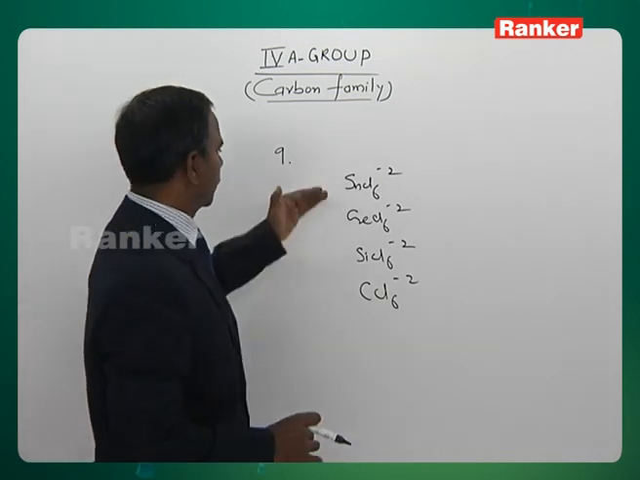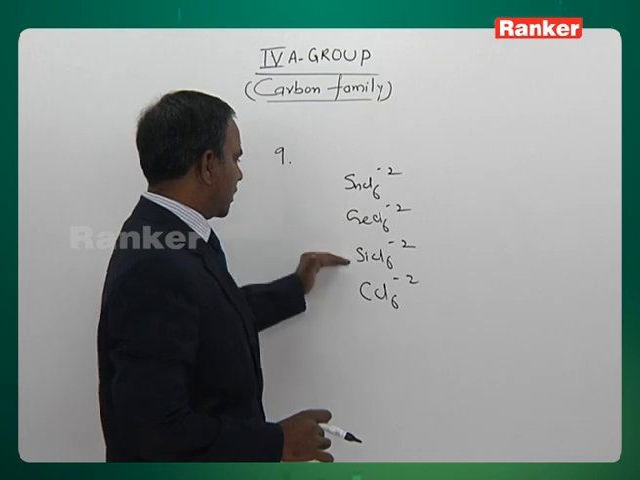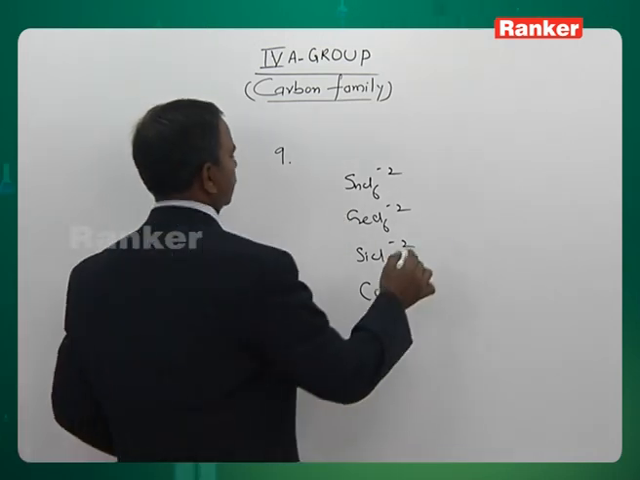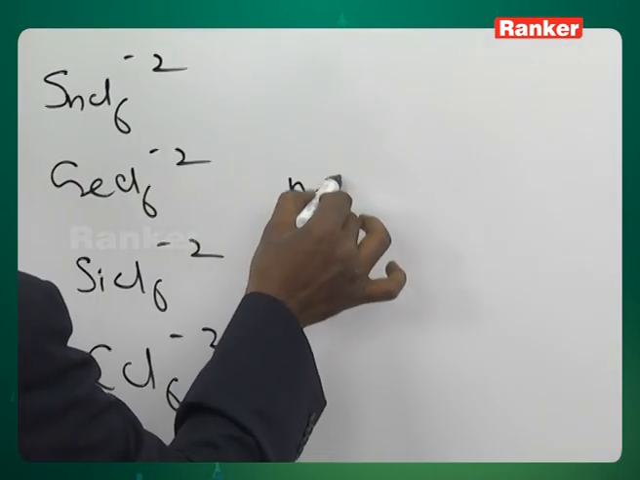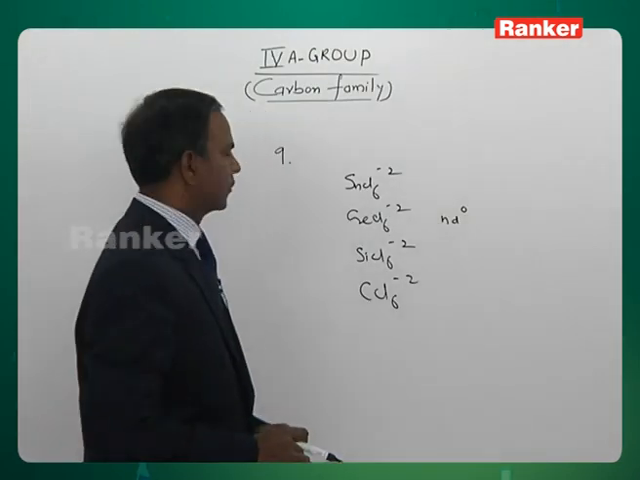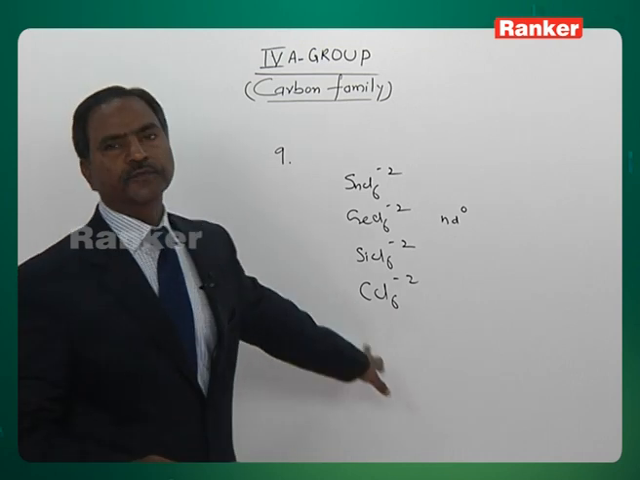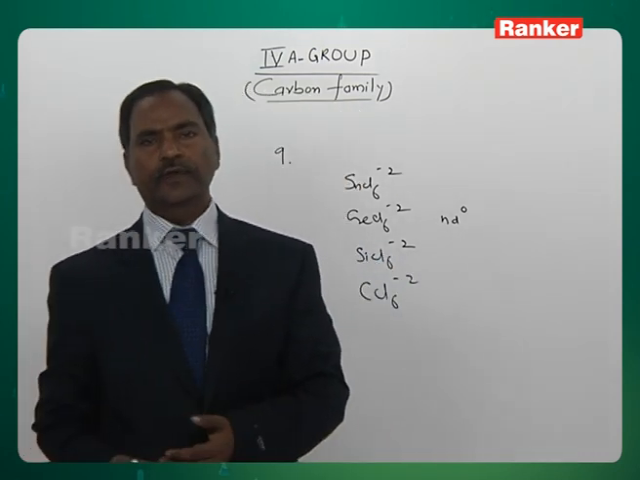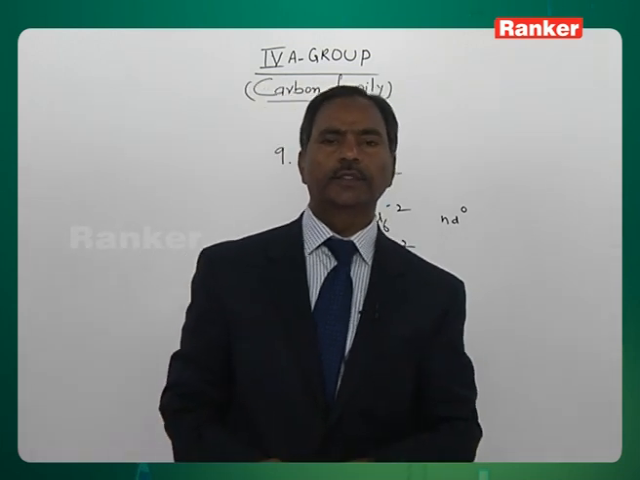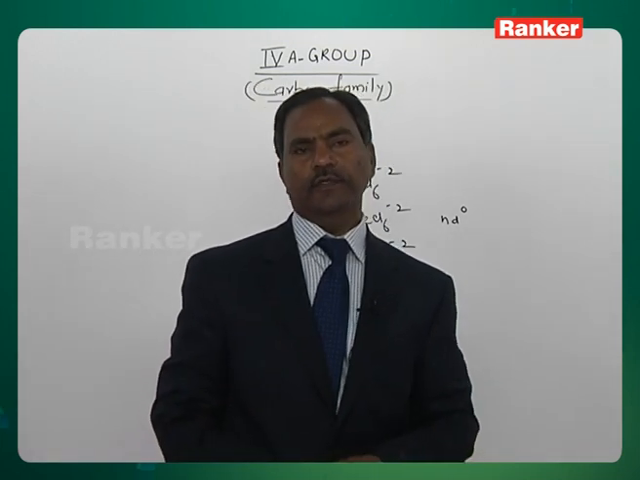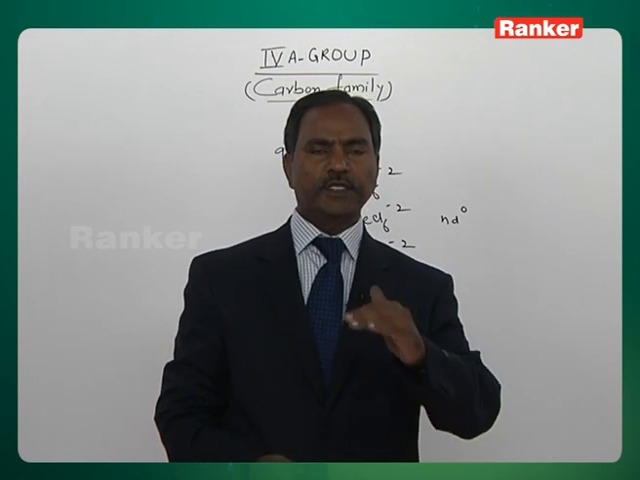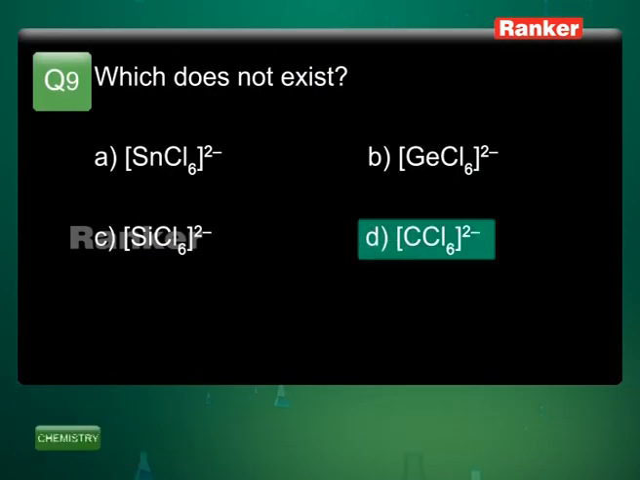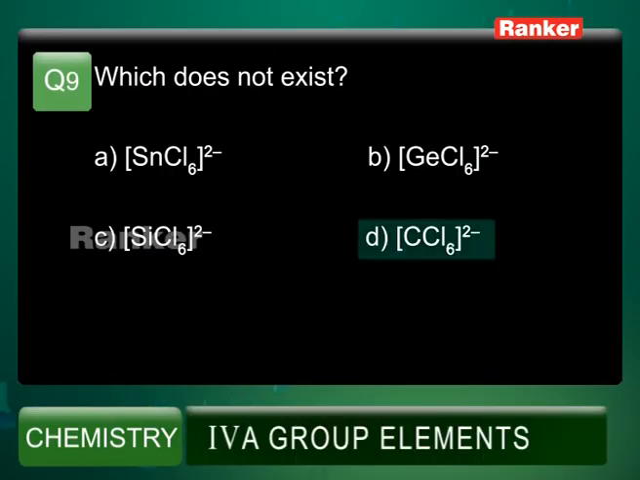Similar to that case, tin, germanium and silicon all carry vacant d orbitals. But in the case of carbon, there are no vacant d orbitals. As there are no vacant d orbitals, carbon cannot extend its coordination number to 6. Therefore, CCl6 2- cannot be formed and does not exist at all. Therefore, question number 9, the answer is D.